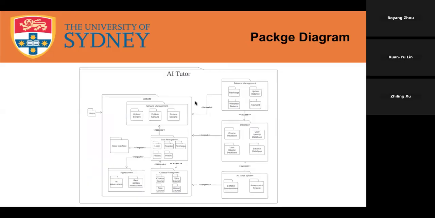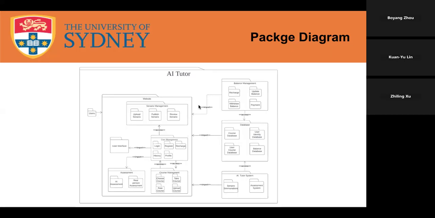Now I will introduce the package diagram. The package diagram shows the module division of the AI tutor system and their relationships. The website includes user scenario, course management, and assessment modules, and is responsible for the core interactive functions of the system. Users can manage personal information through login and registration, and can select and study courses. The balance management part includes functions related to user account balance, such as recharge, updating balance, payment, and cash withdrawal. The database management system includes multiple database modules.